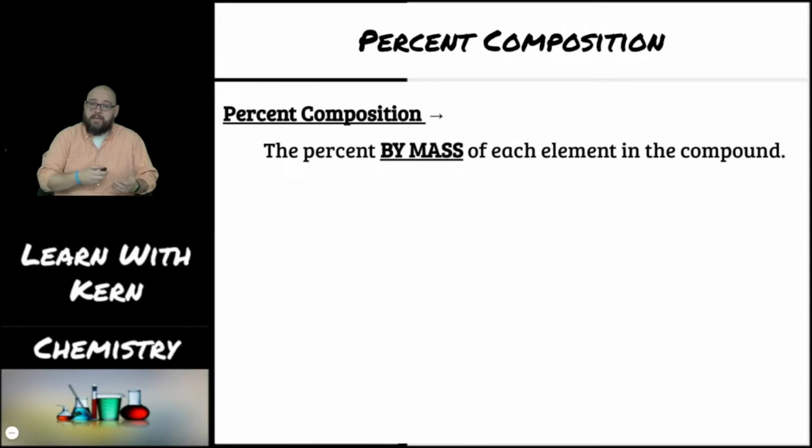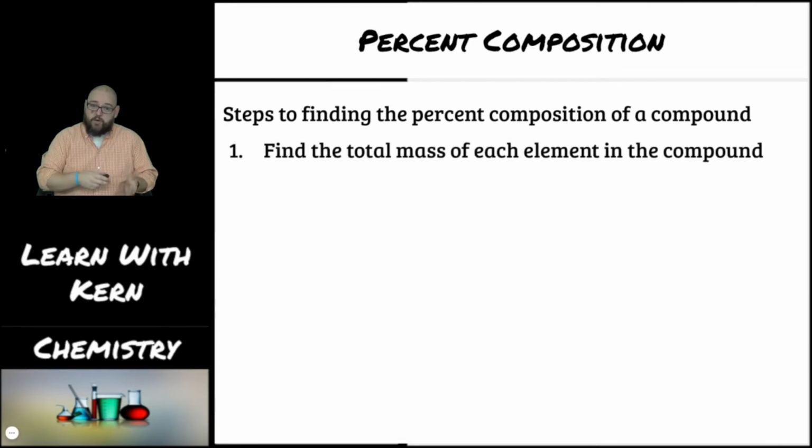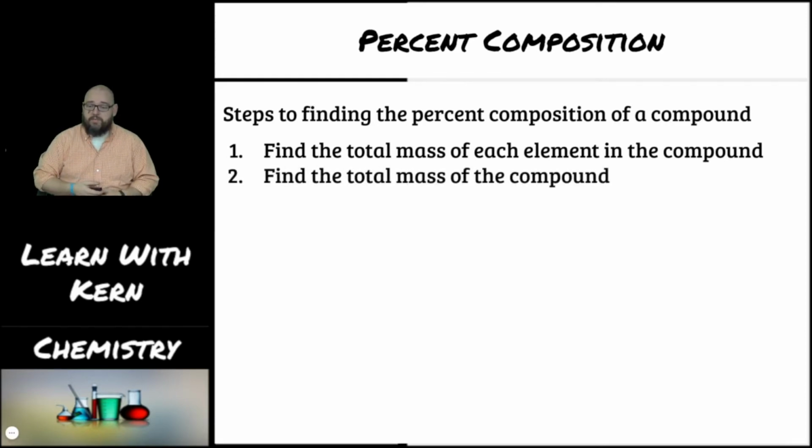It's a percent by mass, and so we look at the masses of the elements and the overall mass of the compound. So the steps to finding percent composition are pretty simple. First, you find the total mass of each element in the compound. So you take the individual element's mass and then you multiply by how many times that element occurs in the compound. Then you find the total mass of the compound by adding those all together.